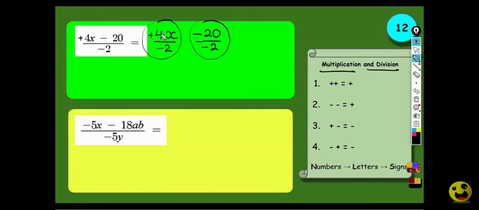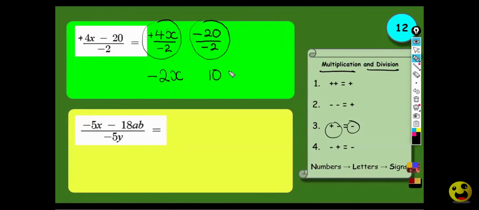Let's do the numbers first. 4 divided by 2 is 2. What letter is involved? The X. A positive divided by a negative is a negative. Then you handle him. Do the numbers first. 20 divided by 10 is... 20 divided by 2 is 10.